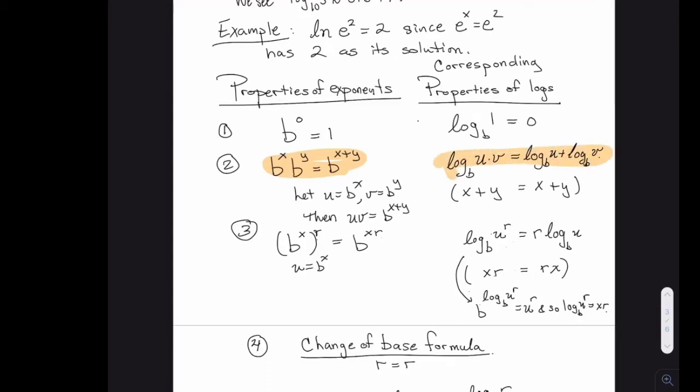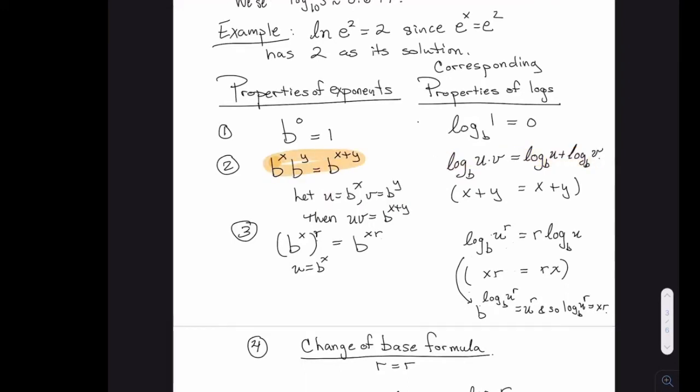This means the log of a product is the sum of the logs, and we can see that by noting that if we let u equals b to the x and v equals b to the y, then this statement here says that uv equals b to the x plus y. So this uv is b to the x plus y, which means the left-hand side is x plus y. The right-hand side is x plus y.